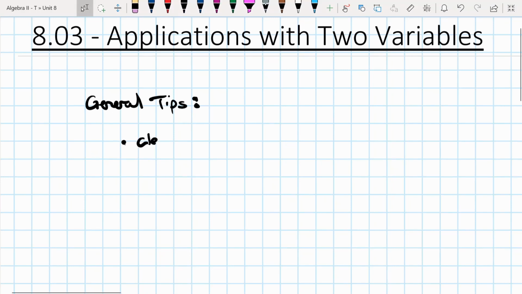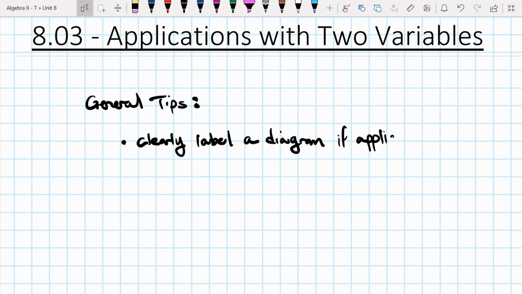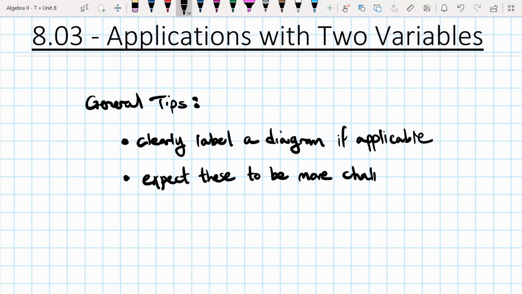Okay, number one is clearly label a diagram, if applicable. So some of these questions you won't be able to do this, but if you can, it's really important to label a diagram. Number two is expect these to be more challenging, especially compared to the last two lessons, which I think weren't too bad. These are going to be a little bit more challenging because setting the question up can be pretty difficult.